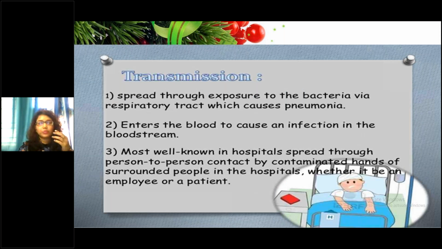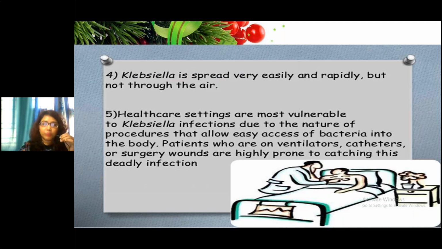So via the respiratory tract, which causes pneumonia, it can spread and enter the blood. Once they give a central venous catheter or any catheter which stays for a long time, maybe it is there in the hospital, maybe from an employee or any other patient, this disease by Klebsiella can be spread. It is spread very easily and rapidly, not through air, but healthcare settings are the most vulnerable to Klebsiella infections due to the nature of the procedures that allow easy access of the bacteria into the body.